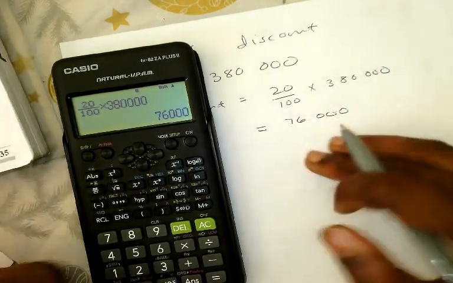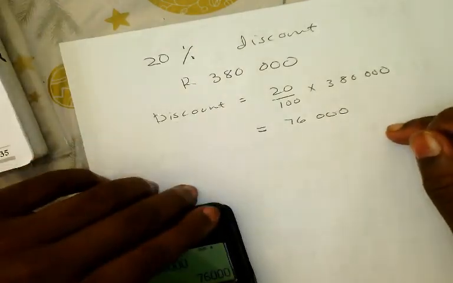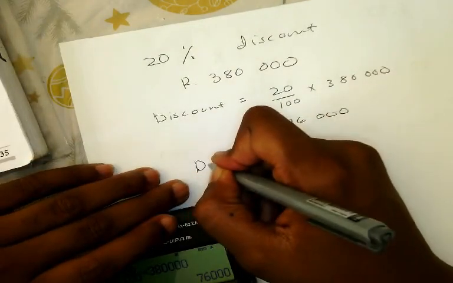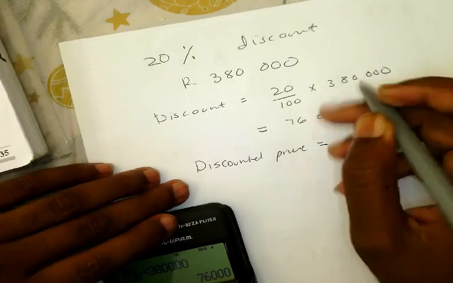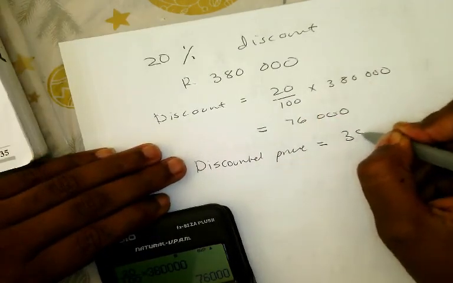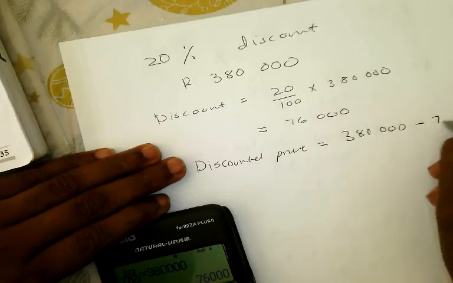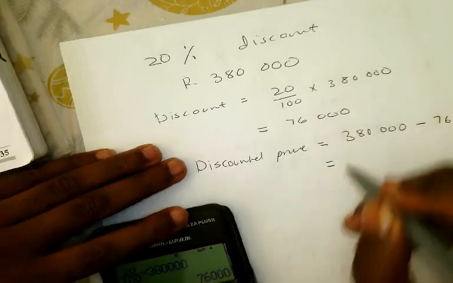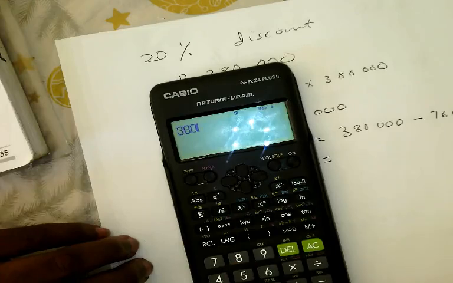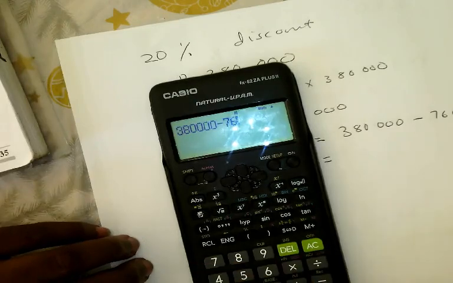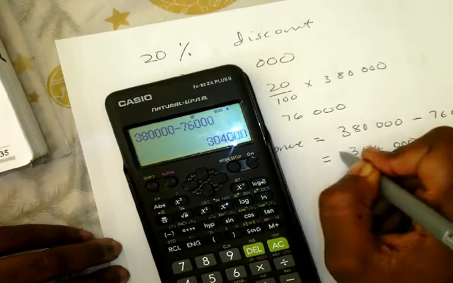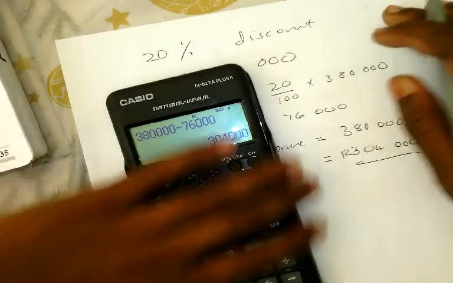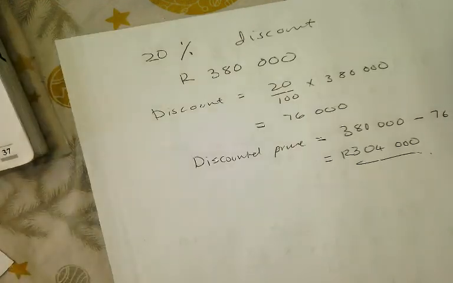So the discounted price will be the original price minus that, which is 380 minus 76. 304,000. So the new price of the car is that. I hope you're all clear, guys. Any question, you are free to ask.